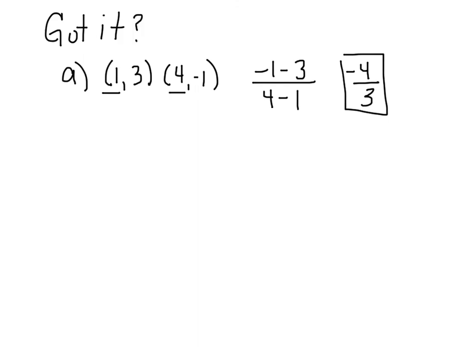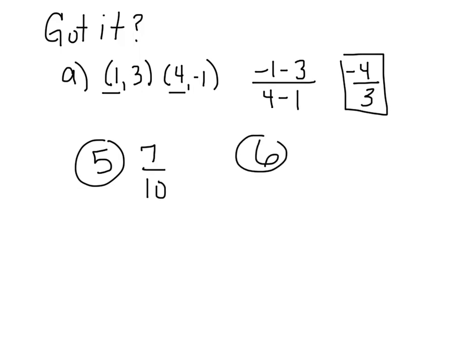All right, so do 5 and 6 on your own if you want. Pause the video, do 5 and 6. Number 5, if you did it correctly, would give you 7/10. Number 6, if you subtracted correctly, you get negative 1/3. And you could get the negative on top or bottom, but you still need to call it negative 1/3.